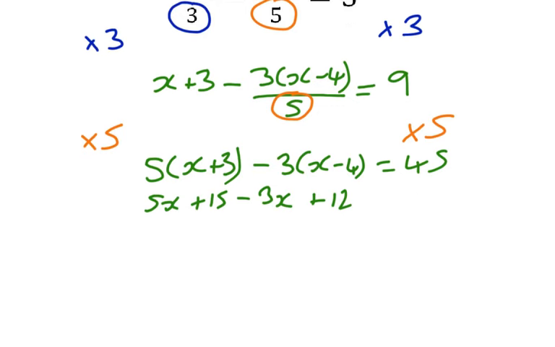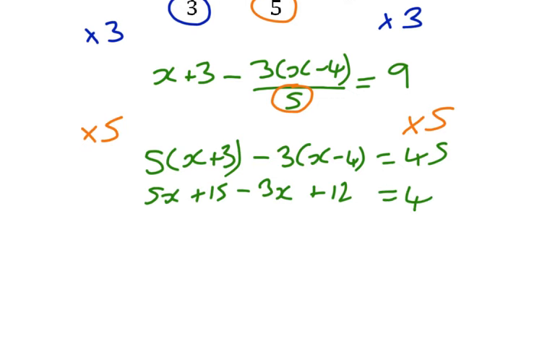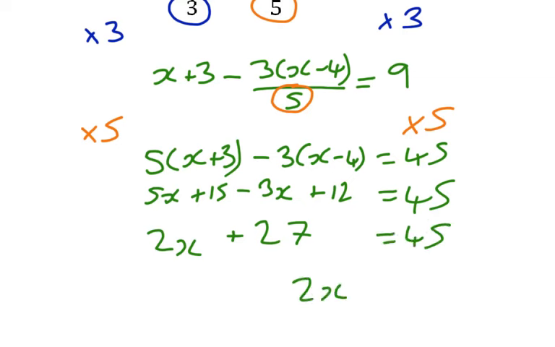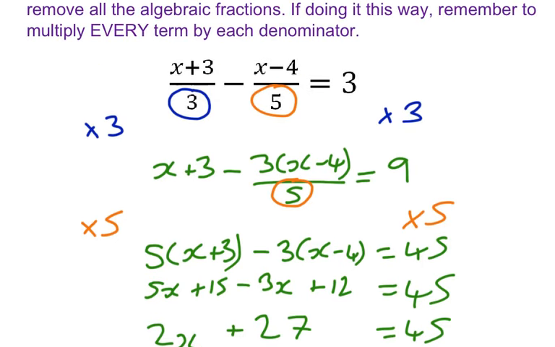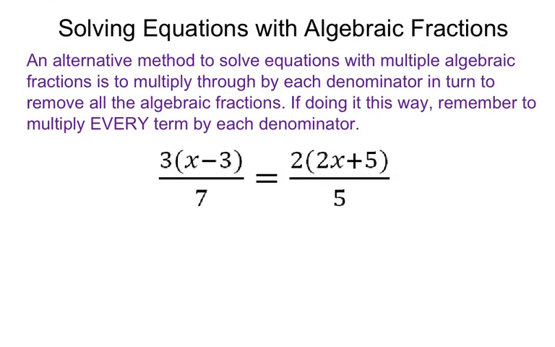equals 45, and then that can be simplified to 2x plus 27 equals 45. So 2x equals 18 and x equals 9. So all we did there was, rather than combining the two fractions, we multiplied by each denominator in turn. This is particularly useful for examples where the two fractions are on either side of an equal sign.